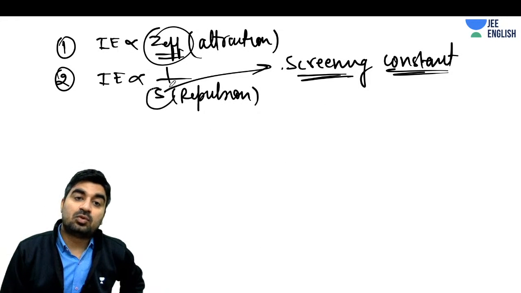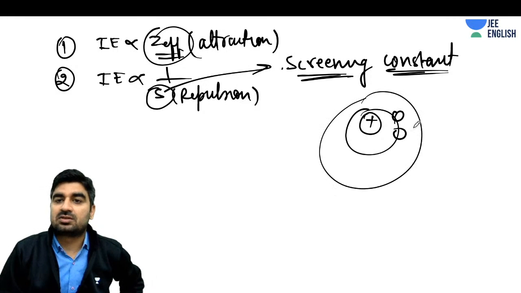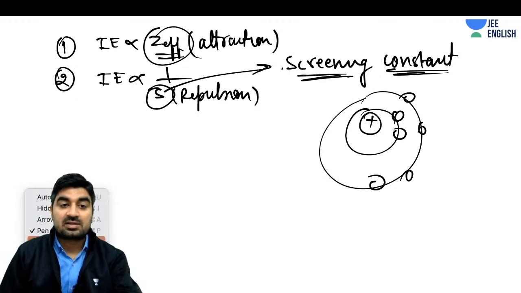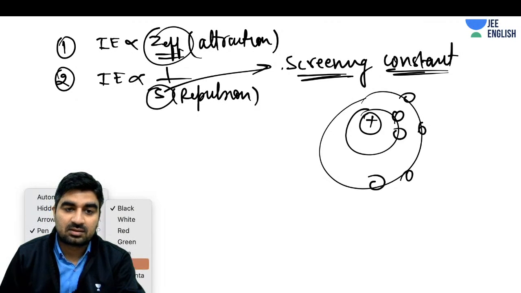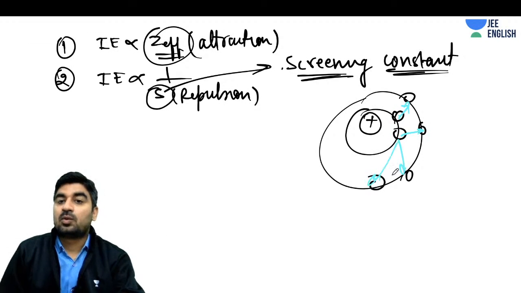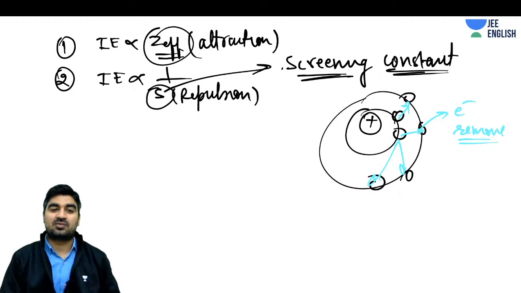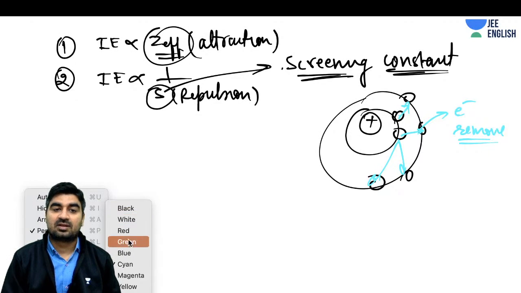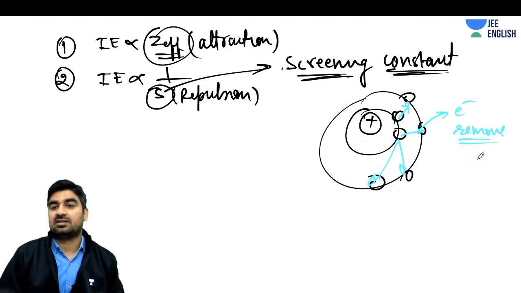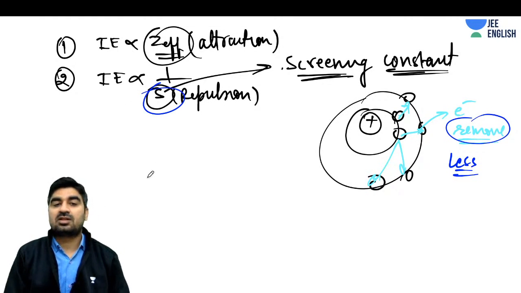So guys, the more the repulsion... Suppose here we have the proton and here we have the electrons. If repulsive forces are high, what will happen? Then it will become easier to remove an electron, and in that case we have to provide less energy. Got it? So this is the cause of this.